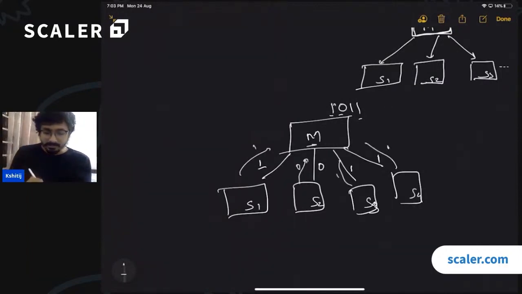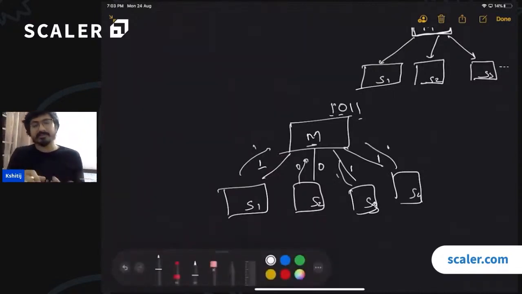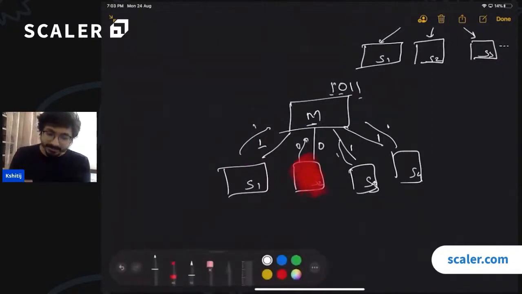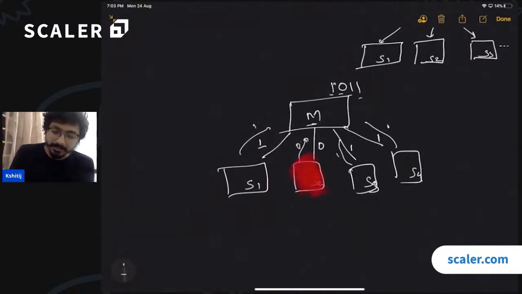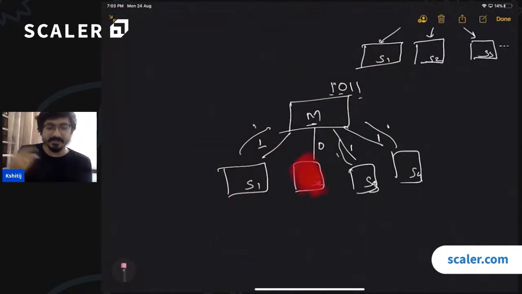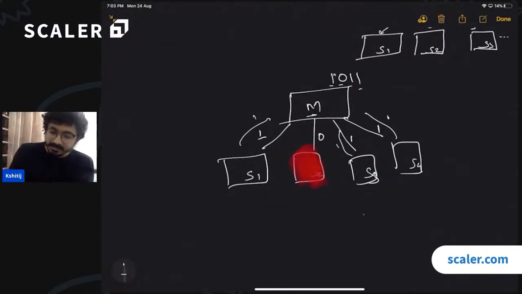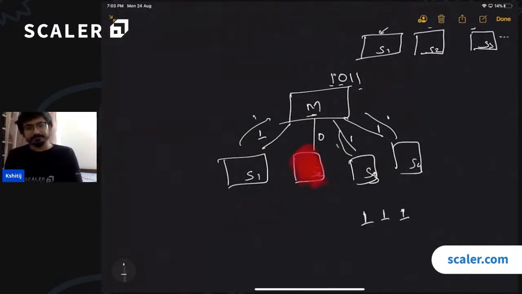Now the problem here is that some of the slaves are faulty. Some of the slaves are not working properly. So let us assume S2 is a faulty slave. In that case, S2 will not be able to return this bit. S2 is not getting the instructions to return, so it will not return anything. So if S2 is faulty, when the master asks for the string, it will only get 1 1 1 because 0 is gone now.